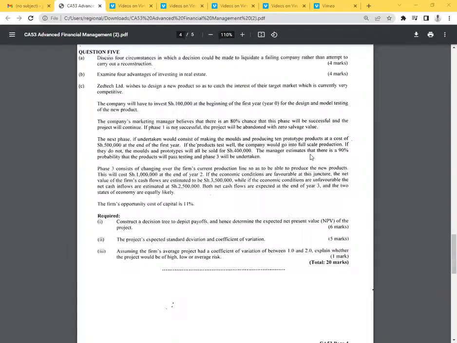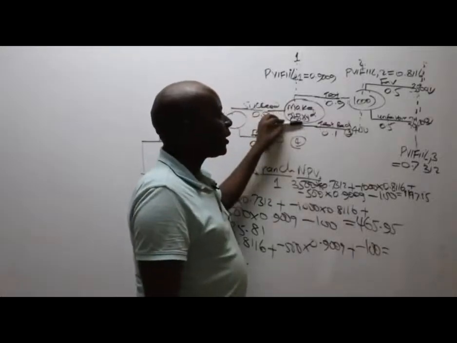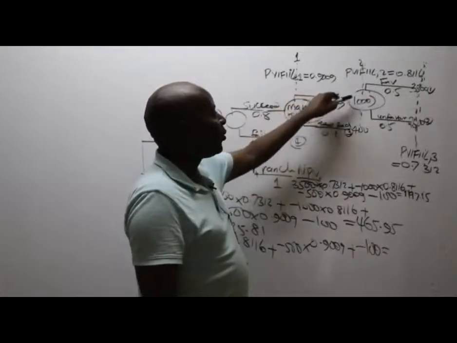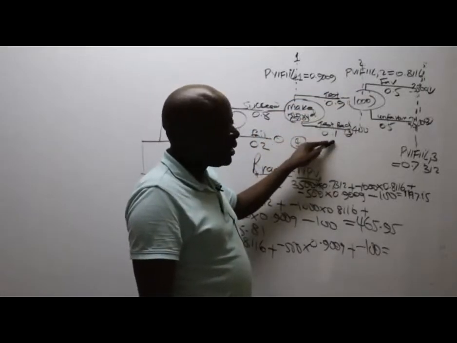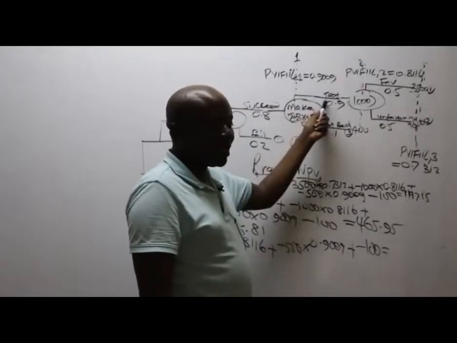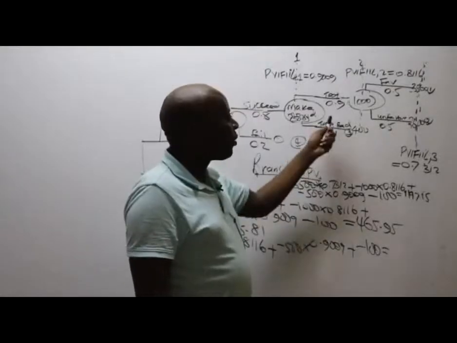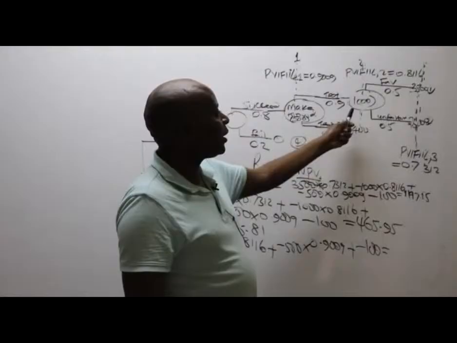The manager estimates that there is a 90% probability that the product will pass the test and phase 3 will be undertaken. So meaning, ladies and gentlemen, that if we make the molds, there are 2 possibilities. We either pass the test, that is testing well, with 90% probability, or we fail. With what probability? 10%, because 0.9 and 0.1 will always add up to 1. So when I know one of them is 90%, the other one must be 10%. The same case with this.